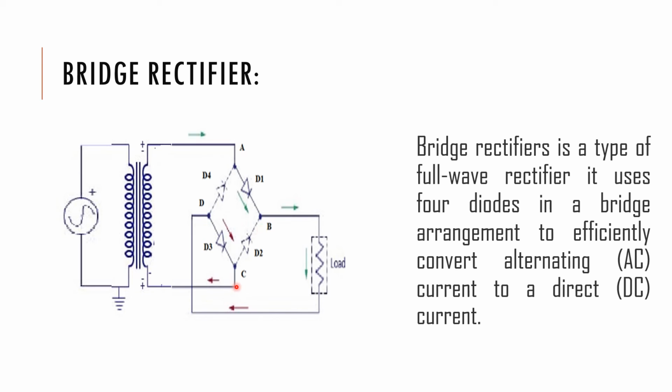And during the second half cycle of the input voltage, the lower end of the secondary winding of the transformer is positive. Therefore diodes D2 and D4 become forward biased, and current flows through CB and enters the load resistance RL and returns back flowing through DA. In this way the current flows.